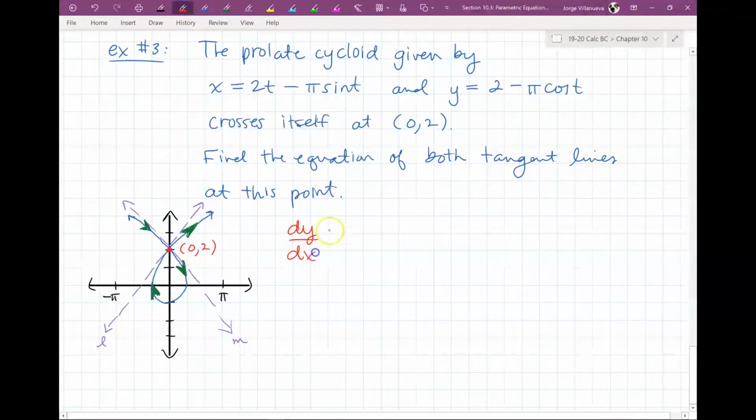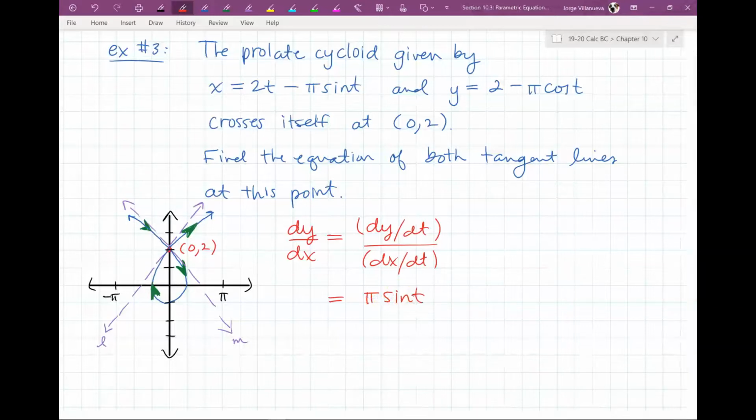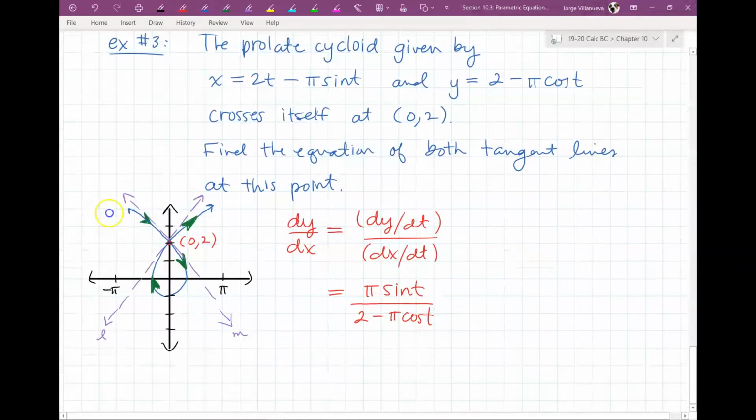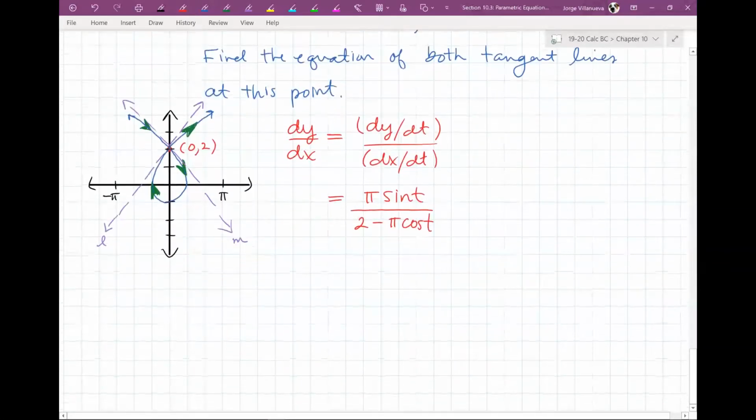So dy/dx is equal to dy/dt over dx/dt. Now dy/dt, the derivative of 2 minus pi cosine t, is pi sine of t, because the 2 goes away, the cosine becomes negative sine, so the negatives will go away. And then dx/dt, when we do a derivative of that, we get 2 minus pi cosine of t. So that's my first derivative.